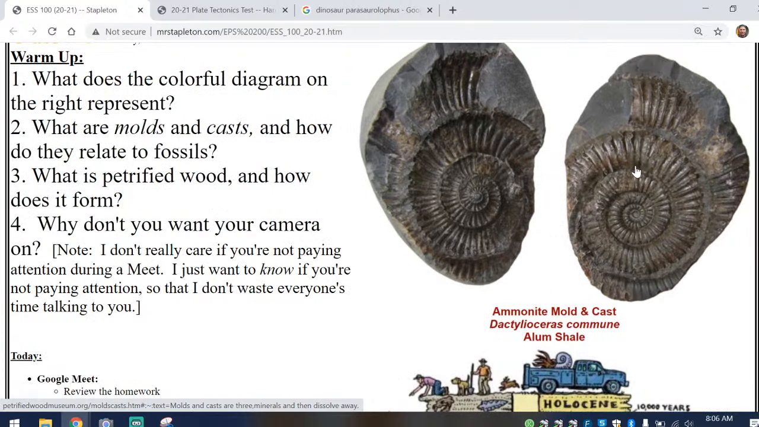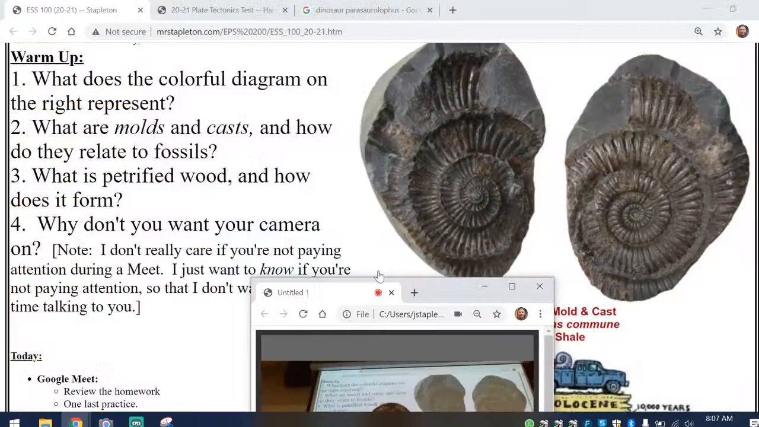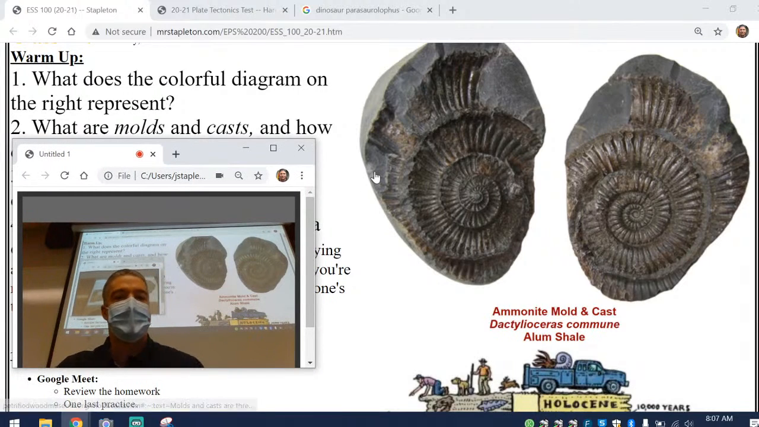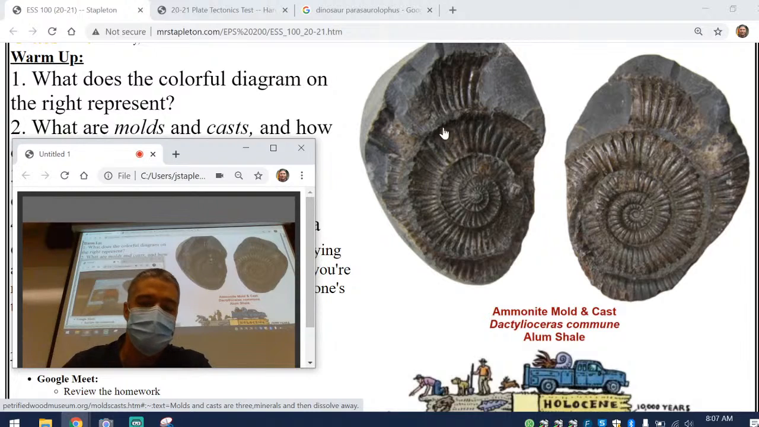So one of these is a mold and one of them is a cast. Can you see any difference from where you are? Yeah. One of them is indented into the rock and the other is sticking up. Right. So the one on the left, that's the mold. And some fossils are just molds. I was giving you the impression that a fossil is always a cast, but a fossil is just some kind of evidence left in rock that some living creature was there.